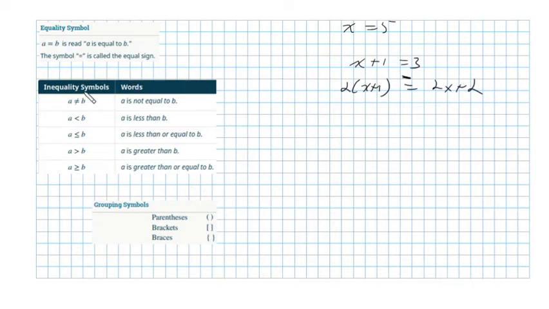Moving on, we need to look at inequality symbols, and so we have these 5. So I don't think you need introduction to these. This is saying that a and b can't have the same value. So a can be any value as long as it's not whatever value b has assigned to it. Here we're saying that a can be any value that's less than b. A can be any value that's less than b or equal to b, and so on. And of course you have your grouping symbols. So you have your parentheses, your brackets, and your braces.